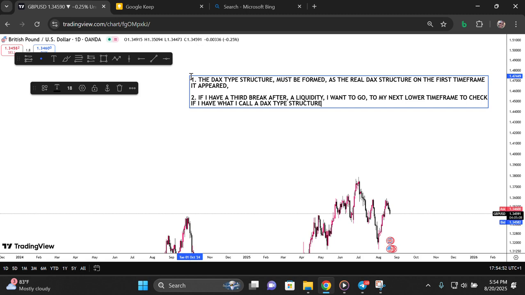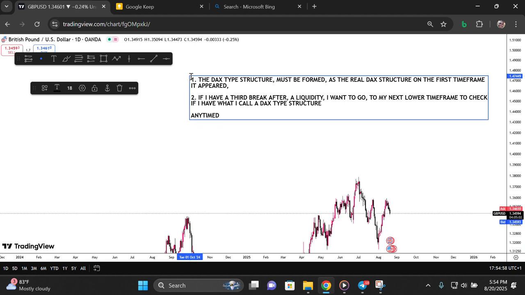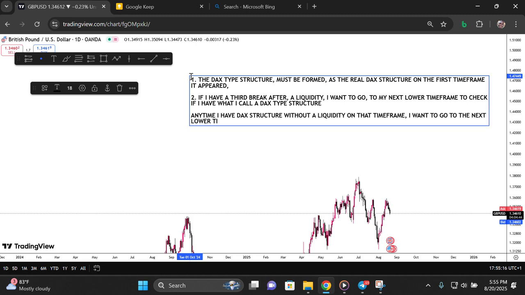Now I also have another rule that you guys need to take note of. Anytime I have a DAX structure without a liquidity on that time frame, I want to go to the next lower time frame, not time frames, to check if I have a liquidity or not.